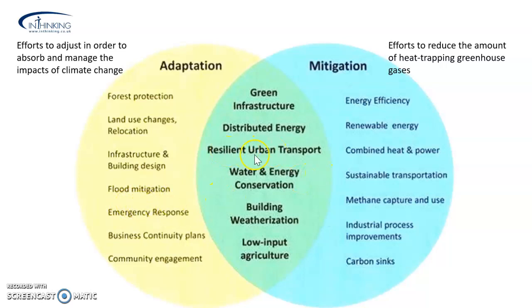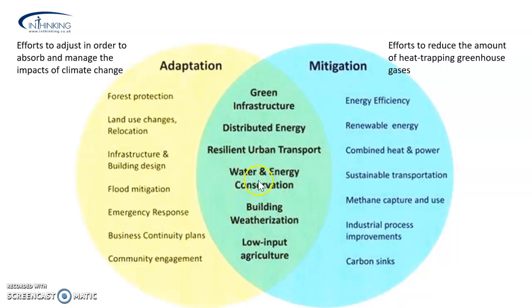So in the center here, we've got some examples of what could be considered mitigation and adaptation. This is an interesting word, an American word, building weatherization. So this is just weatherproofing your properties and buildings. That might mean improved insulation, improved ventilation, and making properties more resistant to some of the impacts that climate change can bring. We've got water and energy conservation here.